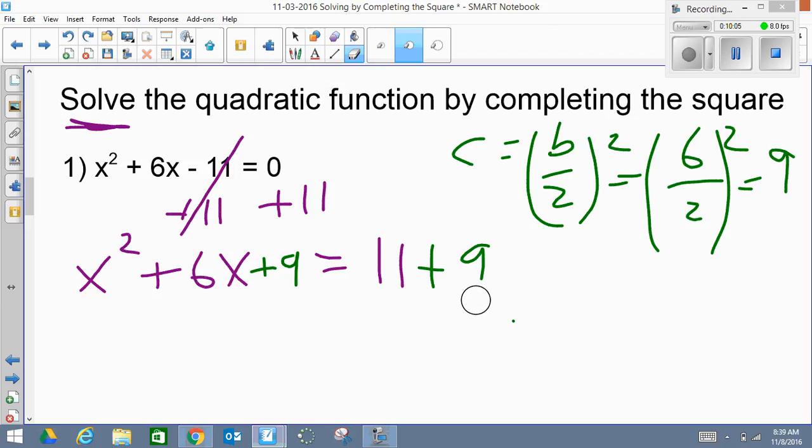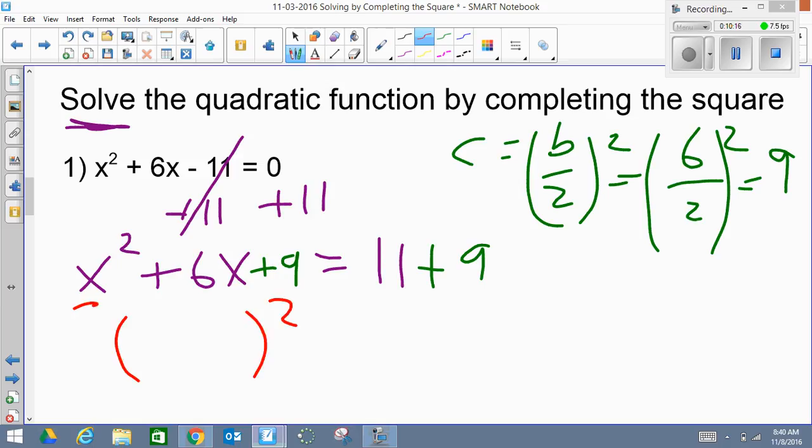After this is rewriting that trinomial as a perfect square trinomial, which means to factor it. Remember how we did it up there? So it's going to be x and half of b. Half of b is plus 3, equals. If you're not sure about this, go back to the dot work, and that's how we solve it. Now the other side, 11 plus 9 is going to give me 20.